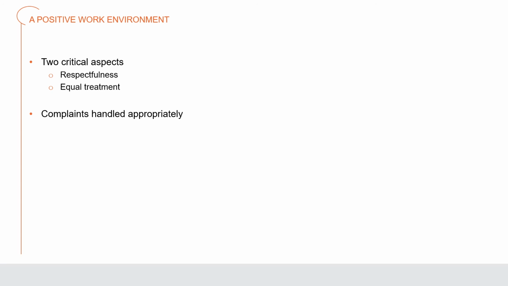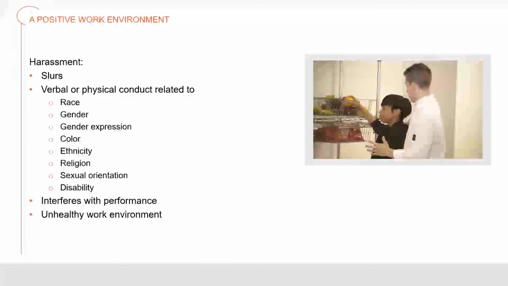Two critical aspects of a positive work environment are respectfulness and equal treatment for all employees. In a harassment-free environment, complaints are handled appropriately and a workplace that is respectful of everyone is supported. Harassment happens when slurs or other verbal or physical conduct related to a person's race, gender, gender expression, color, ethnicity, religion, sexual orientation, or disability interferes with a person's work performance or creates an unhealthy work environment.